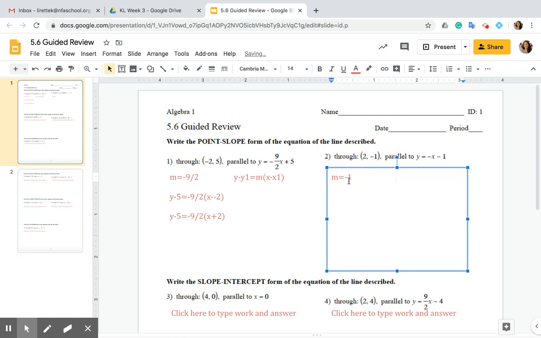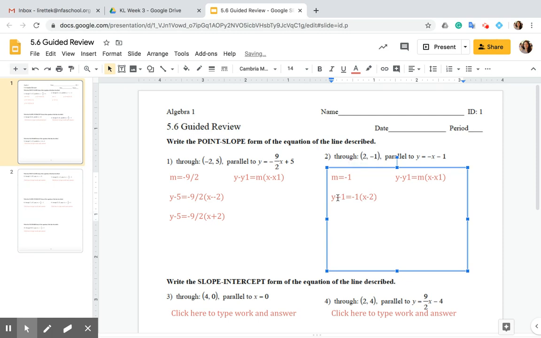And same thing as last time, I want my equation to be in point-slope form. Well, it's going to be y minus y1 equals m parentheses x minus x1. That's the form and everything that I need. I'll start by substituting all of the appropriate numbers in the appropriate places. Y minus, my y value is -1, so I type that in, equals, my slope is -1, so I type that, open parentheses, x minus, and my x value is 2.